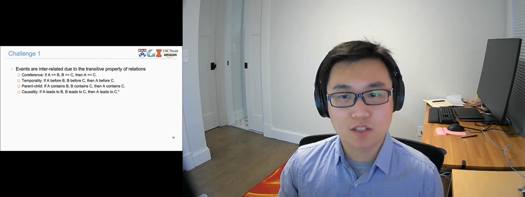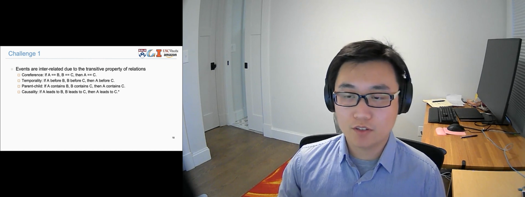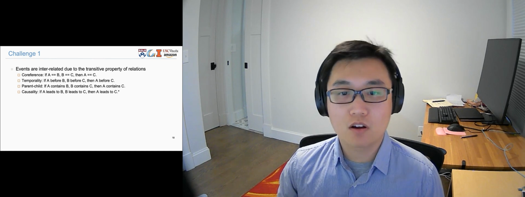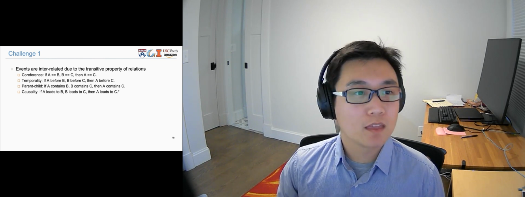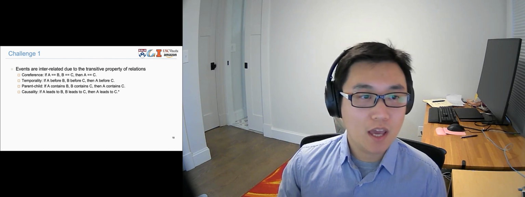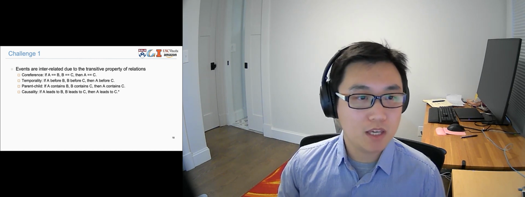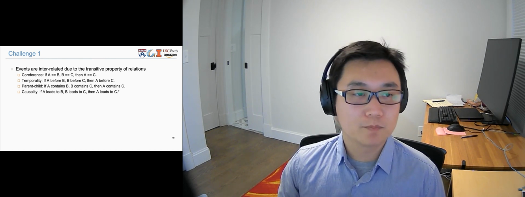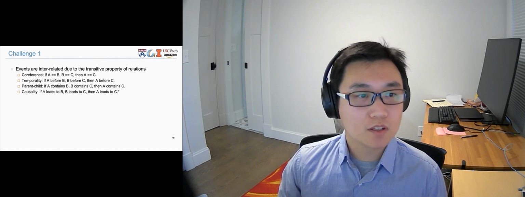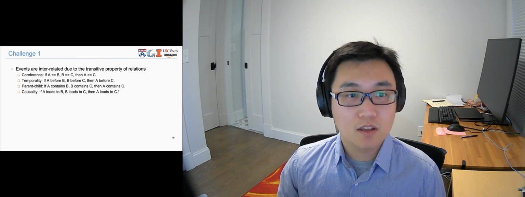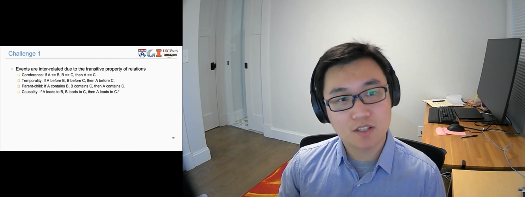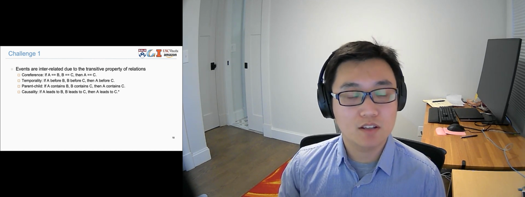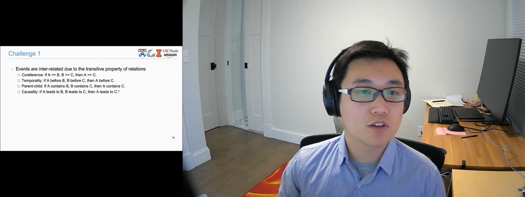Speaking of event-to-event relationship extraction, there are several challenges. First, events are interrelated due to the transitive property of all kinds of relations. For instance, for coreference, if event A is equal to event B and B is equal to C, then event A must be a coreference of event C as well. When we are handling temporal relations, if A is before B, and B is before C, then the transitive property of temporal relations tells us that A must be before C as well. So on and so forth for parent and child relations, and for causality, we have a lot of similar transitive properties.